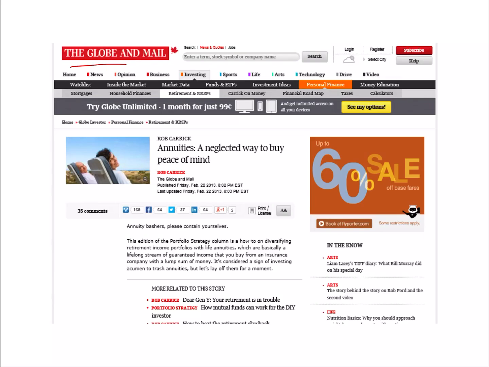Again, this is an article in the Globe and Mail. They're talking about annuities, which is an investment product. These are just examples. You don't have to learn what an annuity is. But again, key things to look at is what is the source? Who is the author? Does this make sense? Do you think it's reliable?